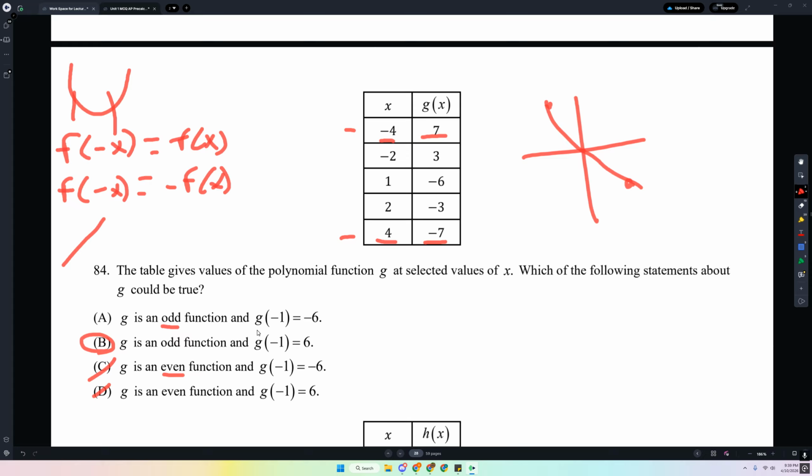And then we have g at negative 1. And we see at 1, it's negative 6, so it has to be the opposite, so it has to be 6. Does that make sense for everyone? 84.